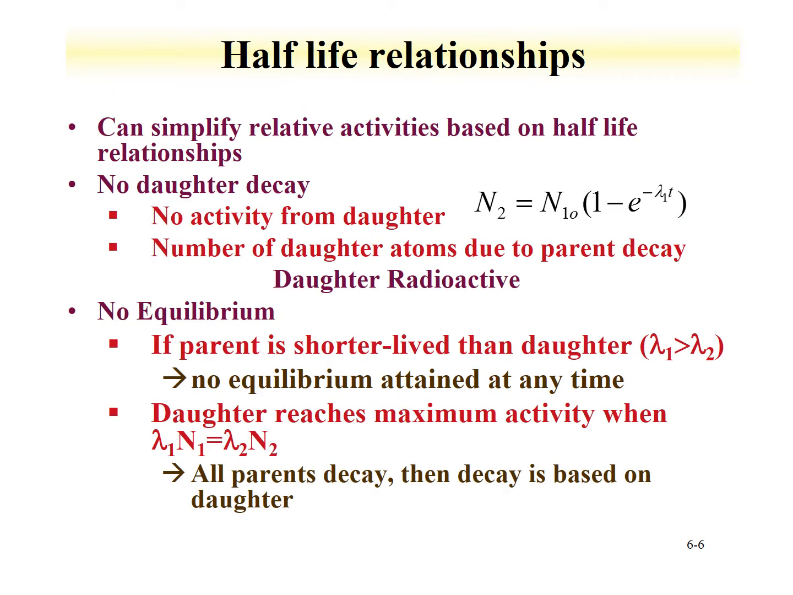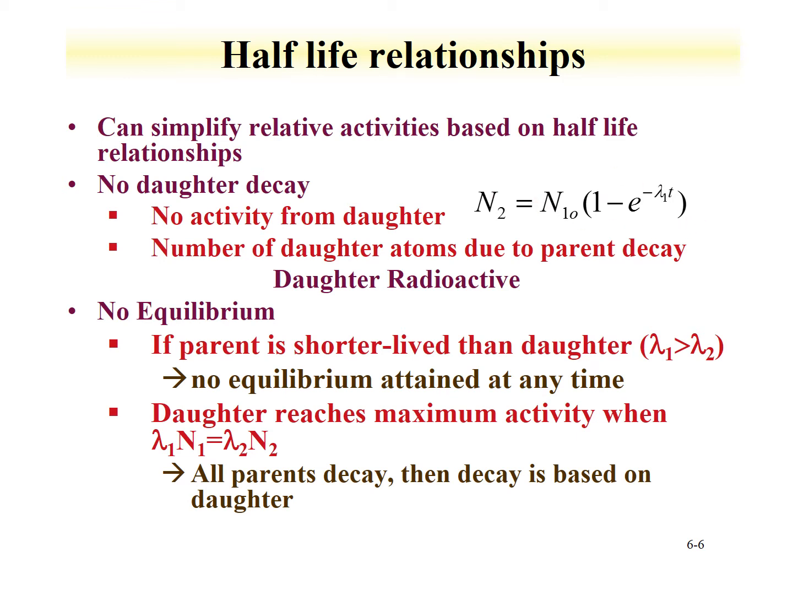There are other ways that we can simplify these half-life relationships, and these are really based upon the differences in the half-life between the parent and the daughter. The simplest case is that the daughter does not decay. We just have a very simple equation where the number of atoms of the daughter is just equal to the parent initial times 1 minus e to the minus lambda t. This is, remember, showing how many atoms are decaying.